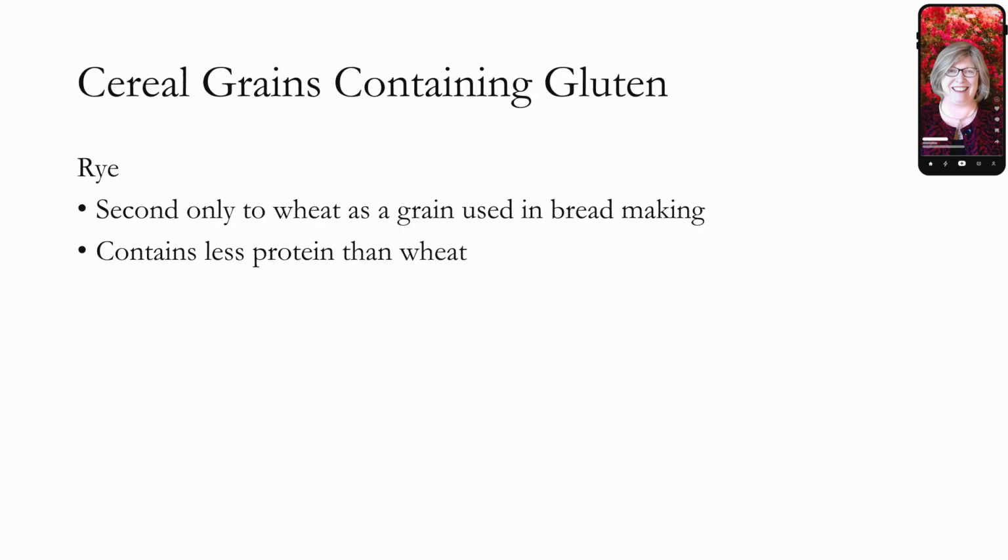Rye is another cereal grain considered containing gluten. Rye is second only to wheat as a grain used in bread making. You don't see rye bread as popular in all regions of the country as you do in the Northeast. Rye contains less protein than wheat.